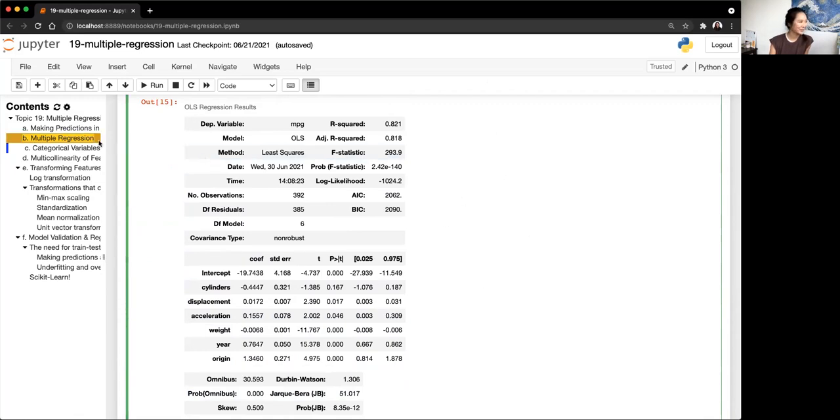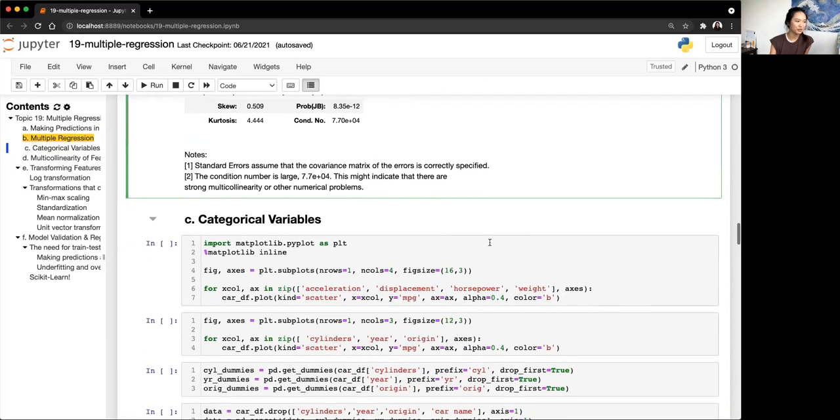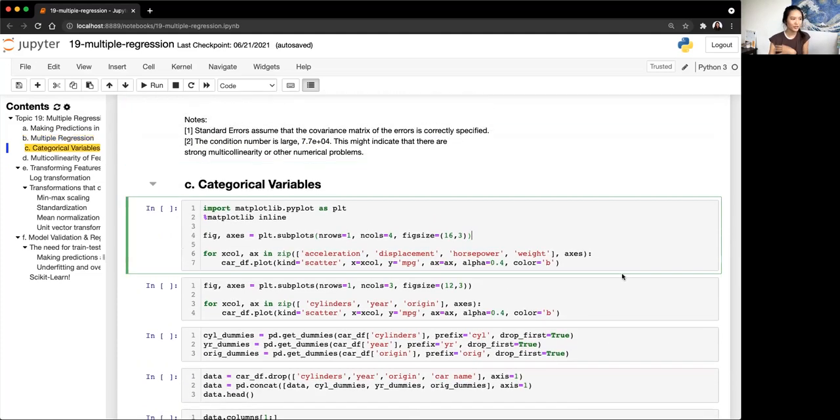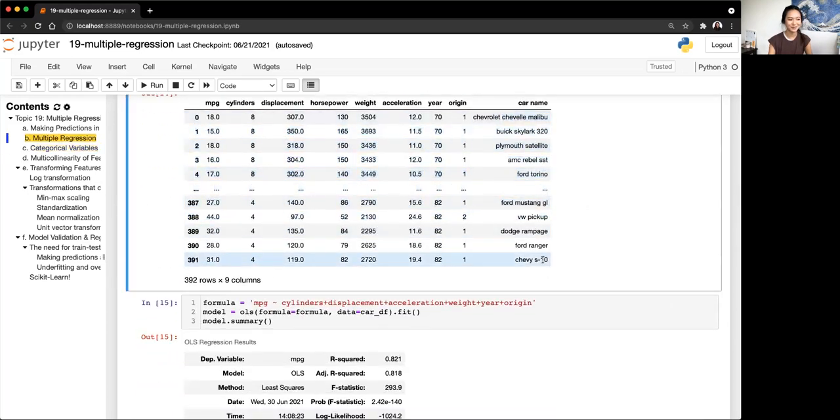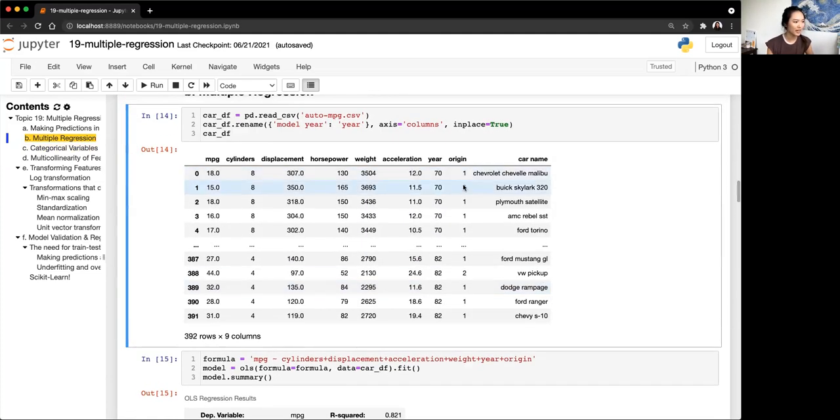Okay, so the next thing I want to talk about is categorical variables. So what is a categorical variable? An easy way to see if it's categorical, usually if it's in some sort of string, it would be categorical because it's just not numerical. But you can see here we have these other variables like origin, number of cylinders, that could be categories.